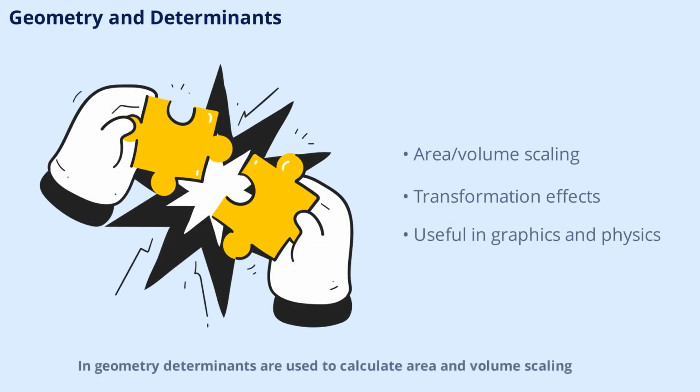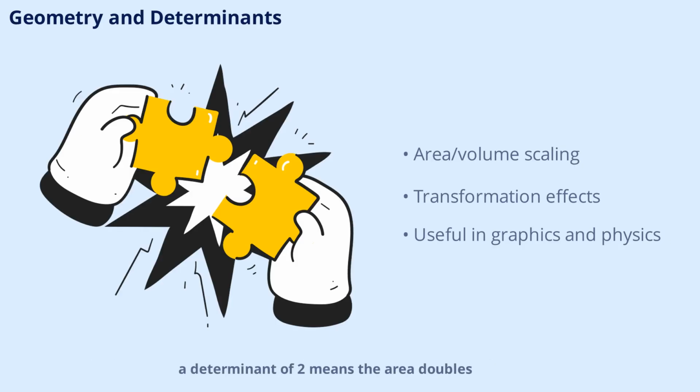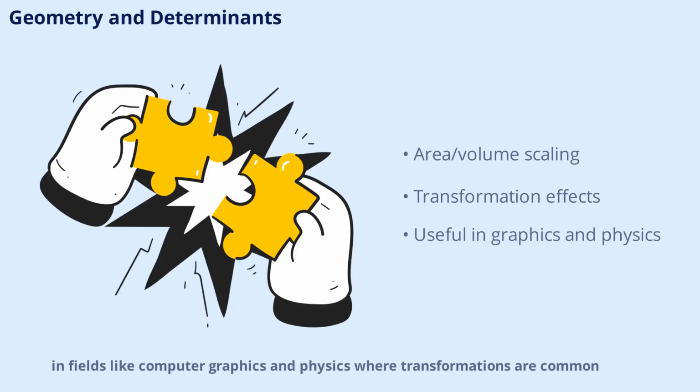In geometry, determinants are used to calculate area and volume scaling. When you transform shapes using matrices, the determinant tells you how the area or volume changes. For example, a determinant of 2 means the area doubles. This geometric interpretation makes determinants useful in fields like computer graphics and physics, where transformations are common.